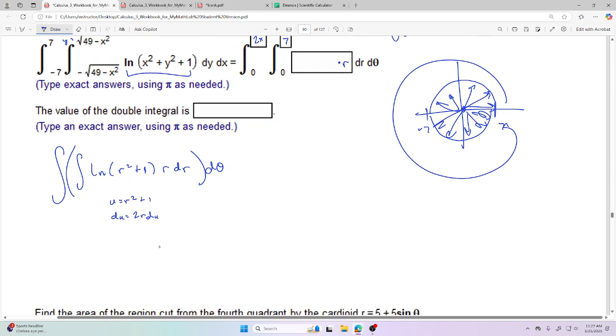Bad Chad. Okay, and then dr would be du over this stuff. So when I go back and do this again, it'll be the integral of the ln of u times r, and then du over 2r, and then my r's are going to cancel. So now I got the integral of ln of u du. Oh, and there's a 1/2.